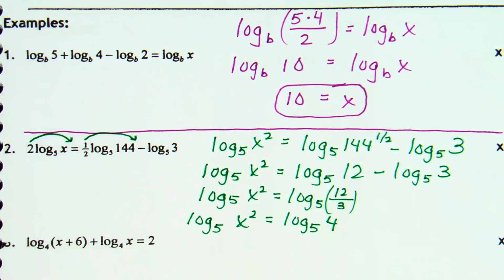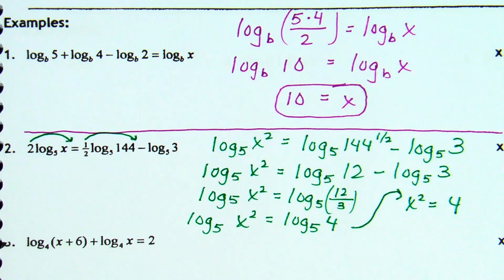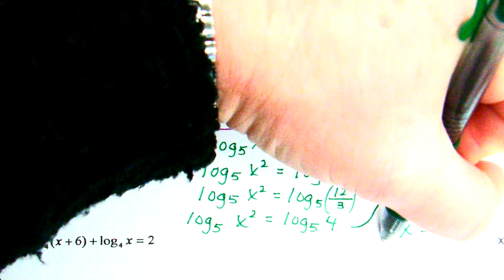Okay. So the log base 5s can drop off, and we are left with the statement, I'm going to move mine over here, x squared equals 4. Agree? How do we solve if it's x squared equals 4? We take the square root, and what is the square root of 4 in the equation setting? Plus or minus 2.